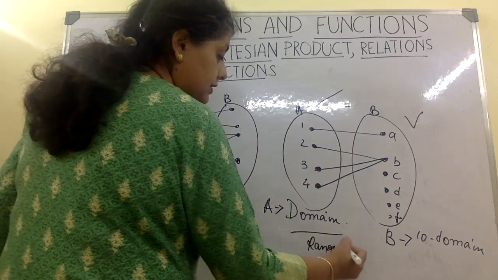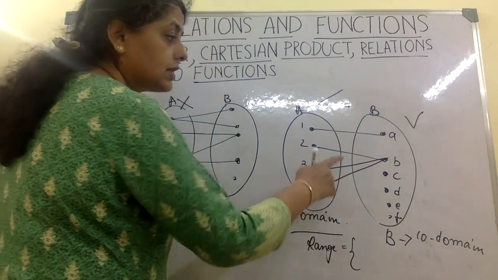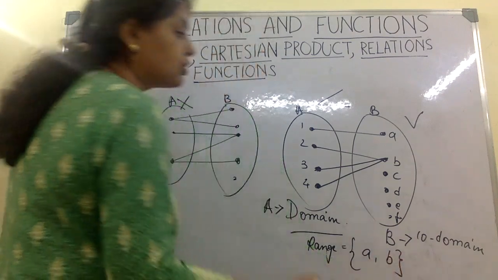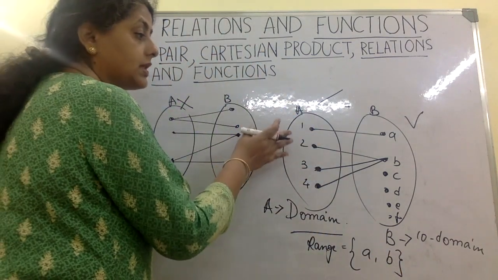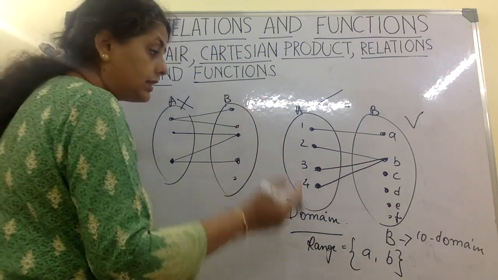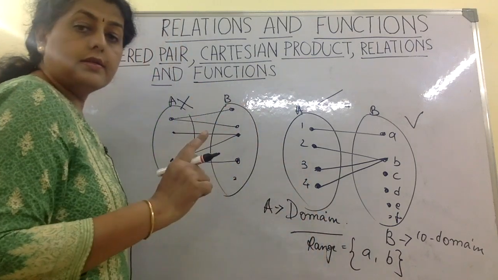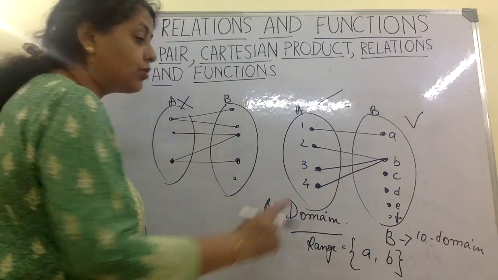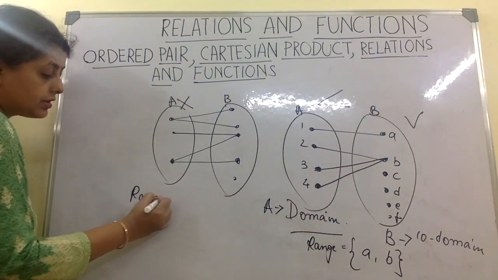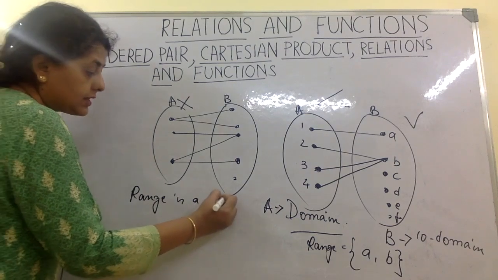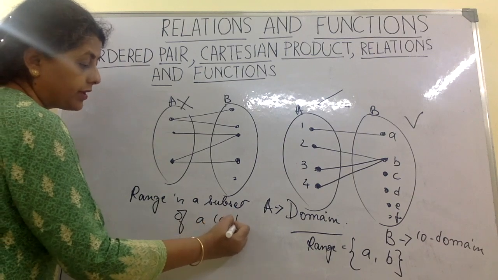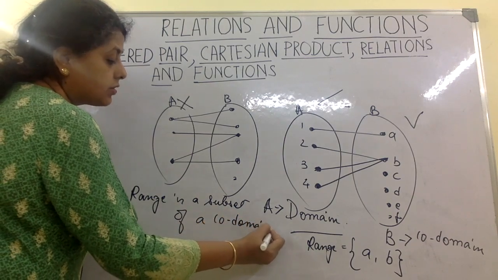Range is this set, see, range is only A and B, because only those which are linked to some element on the left, which are forming ordered pairs, come under range, but codomain is the full thing. So range is a subset of a codomain. Okay, range is a subset of the codomain.